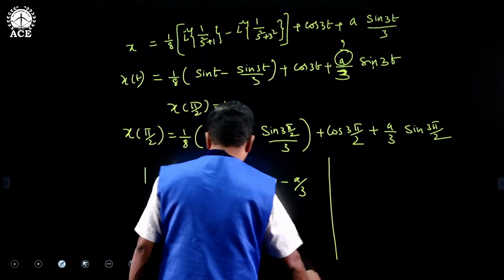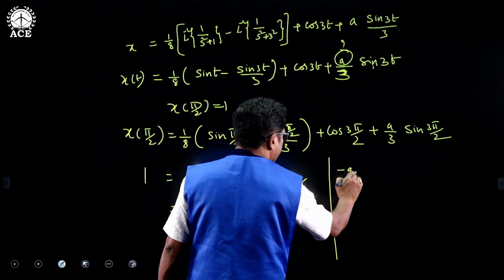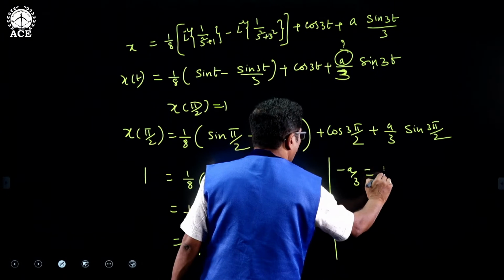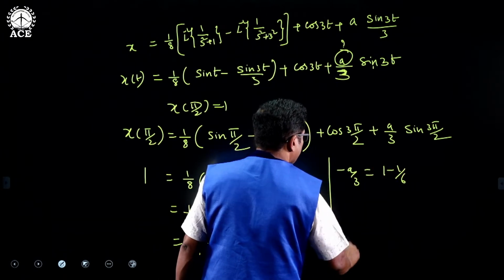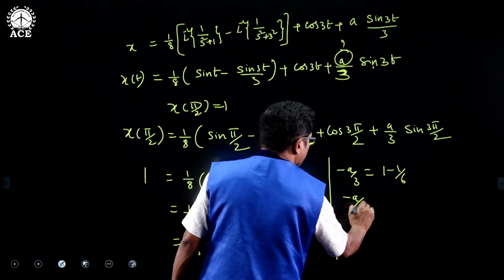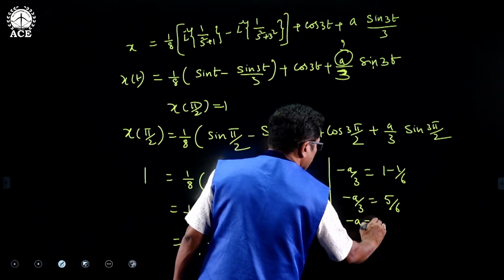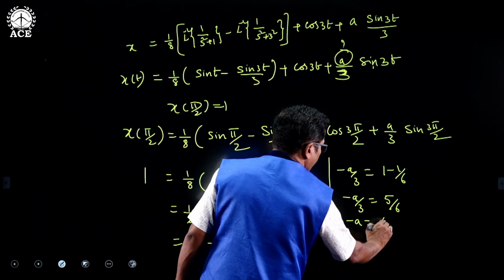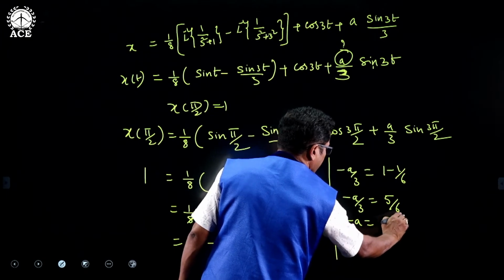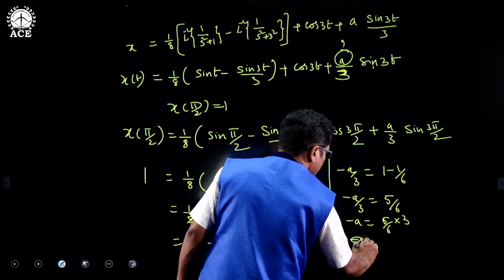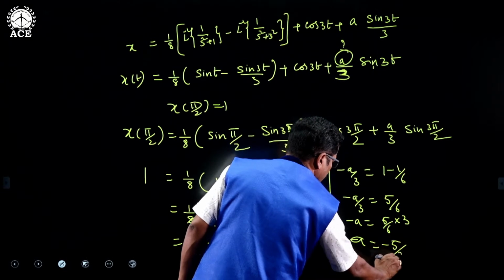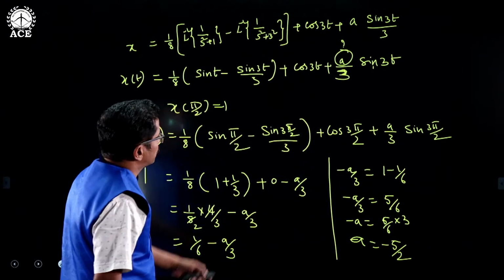From this, minus a by 3 equals 1 minus 1 by 6. Minus a by 3 equals 5 by 6. Minus a equals 5 by 6 into 3. A equals minus 5 by 2. Minus 5 by 2, that you substitute.